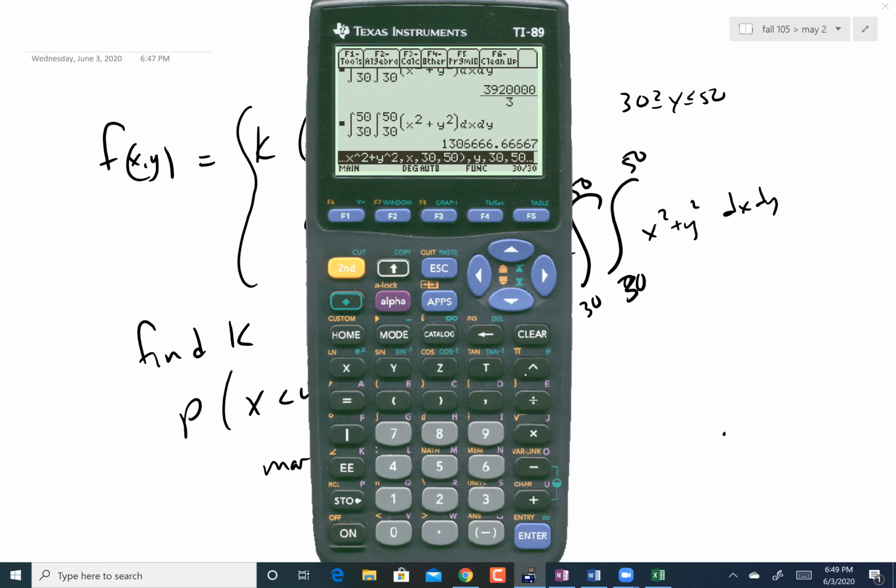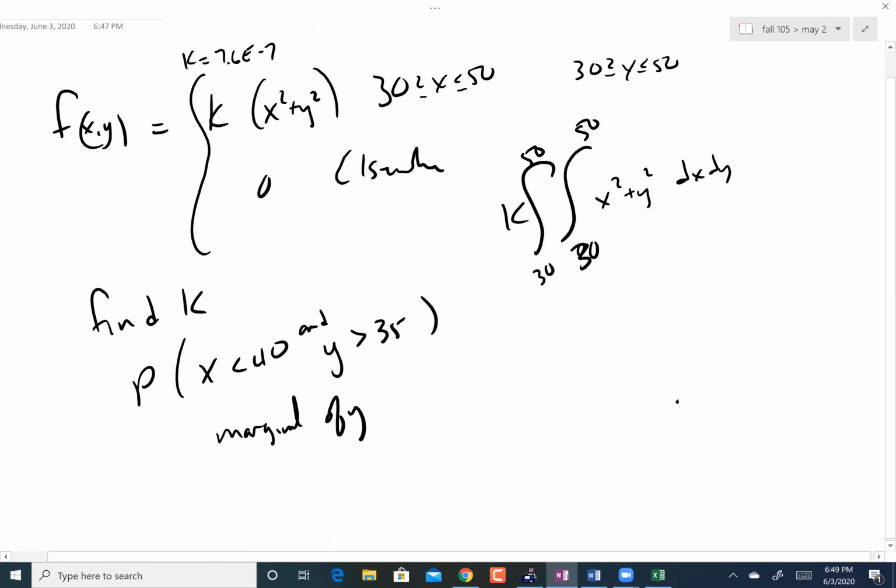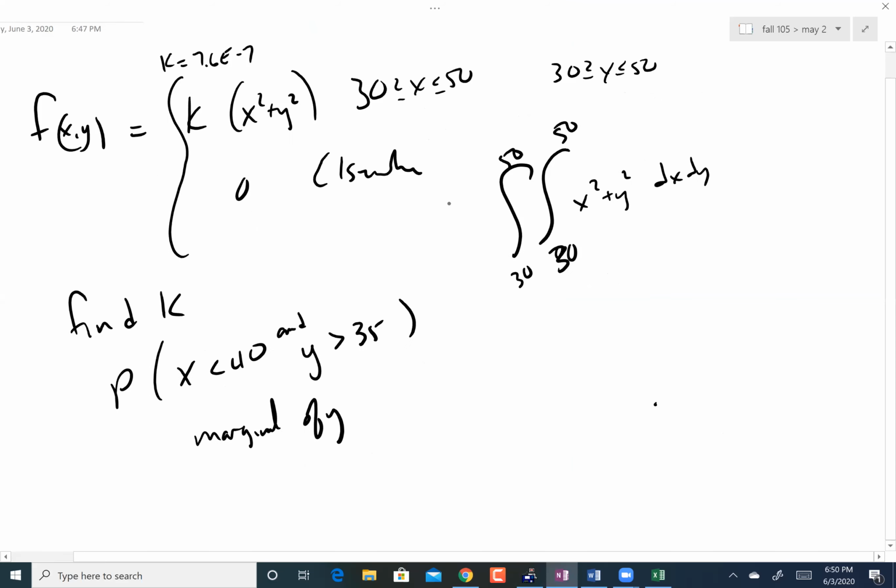So of course, to the -1. There you go. 7.6 e minus 7. That's what I'm going to write. So k is equal to 7.6 e minus 7. Excellent. So I'll probably make it a little nicer on the test, but whatever. And remember, it should integrate to 1 now.